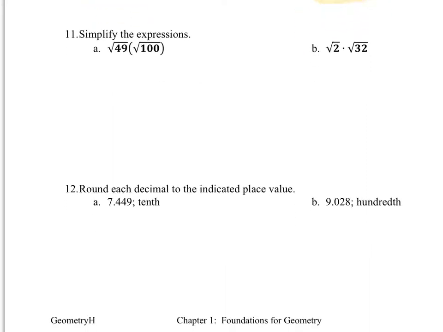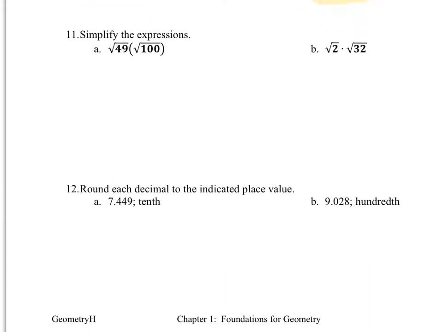A and B, and these are probably going to come back and your memory will be refreshed relatively quickly. Here we have the square root of 49 times the square root of 100. Both of these numbers are perfect squares, so the square root of 49 is 7, and the square root of 100 is 10. We're going to multiply the two results together, and we end up with 70.